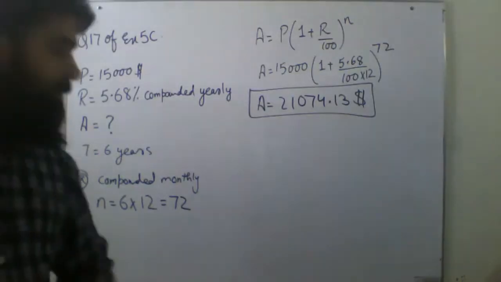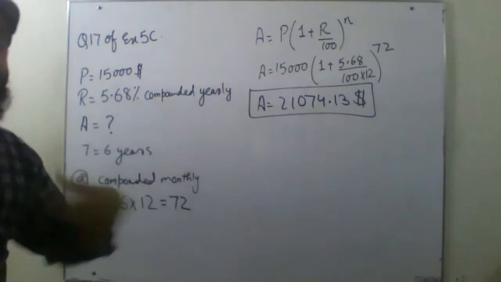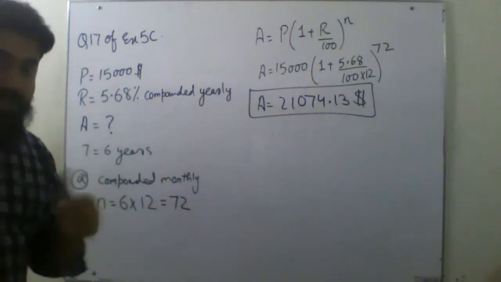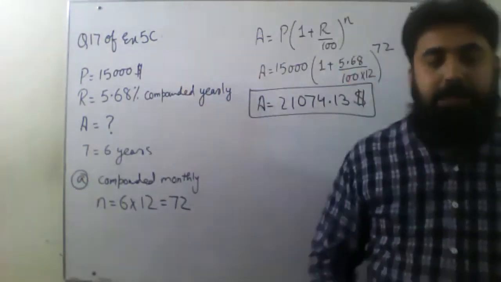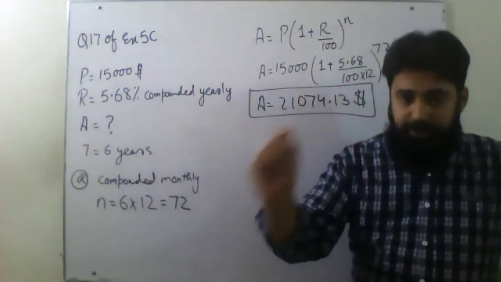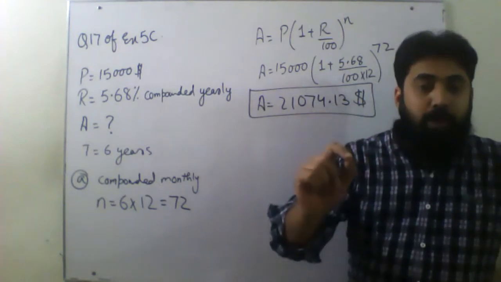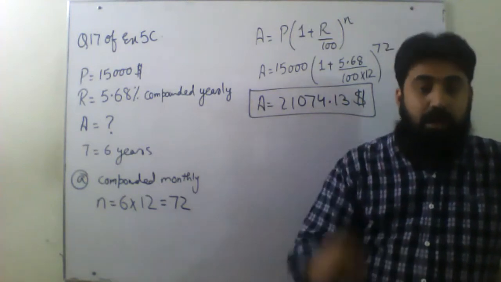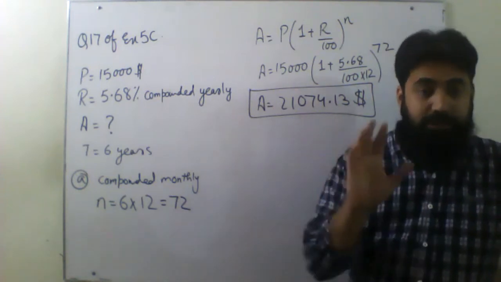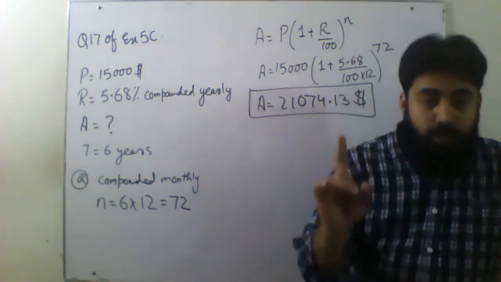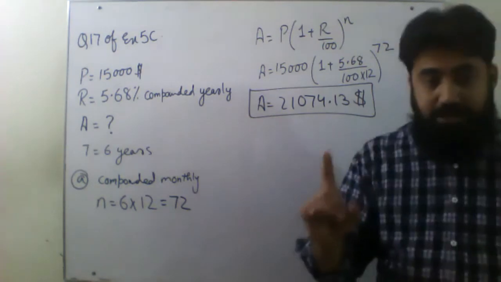If they had given me compounded yearly, the interest rate is per year. Listen to the statement very carefully. They will say rate of interest per annum, compounded monthly, compounded yearly, compounded quarterly. These can be the things. So what is my first statement I'm telling you?